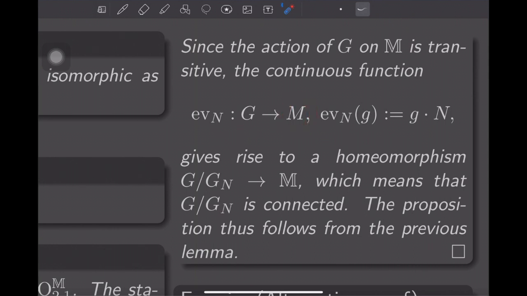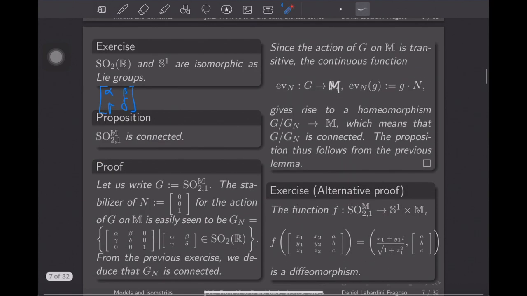That's the point. So it gives rise to a homeomorphism between G modulo the stabilizer of the point and M. Here this should be this other M. So this one is homeomorphic to this one, but this one is connected. So what I obtain is that both the subgroup and the set of cosets are connected. So this one is connected.